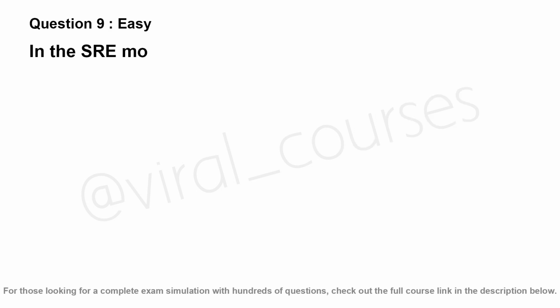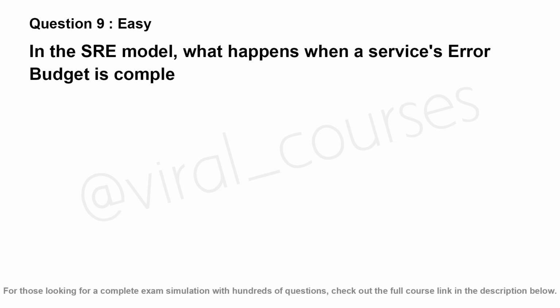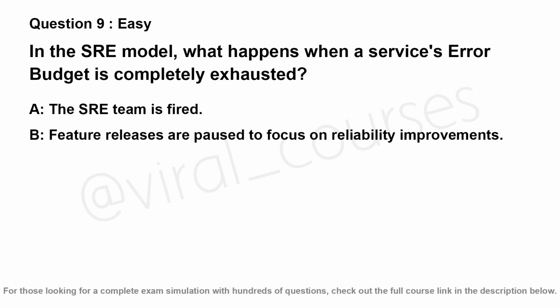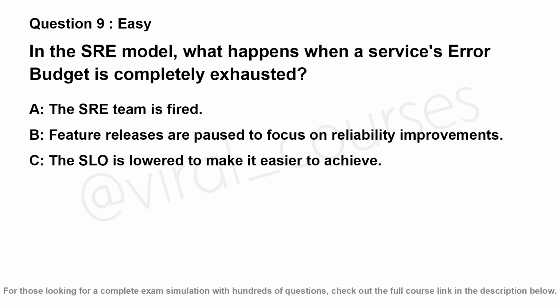In the SRE model, what happens when a service's error budget is completely exhausted? Option A. The SRE team is fired. Option B. Feature releases are paused to focus on reliability improvements. Option C. The SLO is lowered to make it easier to achieve. Option D. The service is permanently shut down.